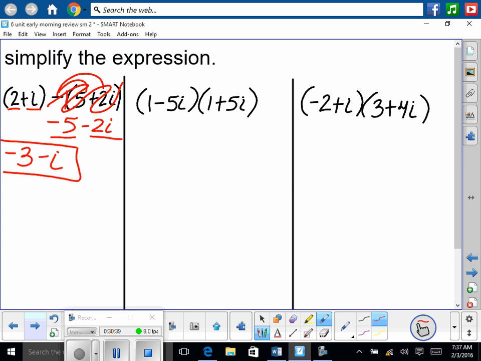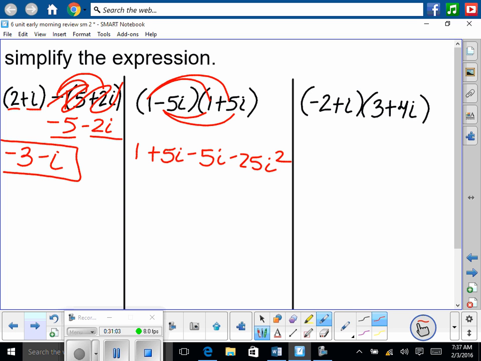So with this one, make sure you look in between. We're not adding, we're not subtracting, we're actually multiplying. 1 times 1 is 1. You've got to distribute on this one correctly. 1 times positive 5i is plus 5i. Then negative 5i times 1. And then negative 5i times positive 5i. Careful. Negative 25i squared. Good. Negative 25i squared. Way to go.